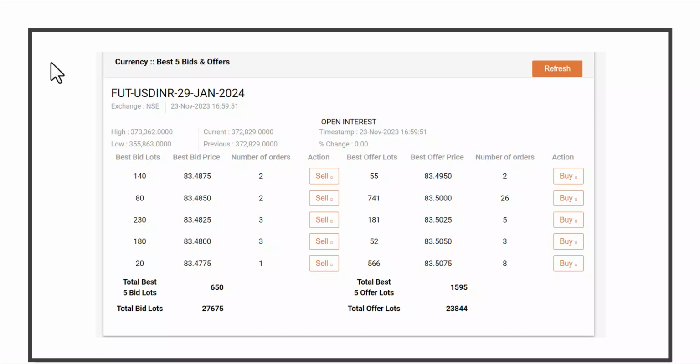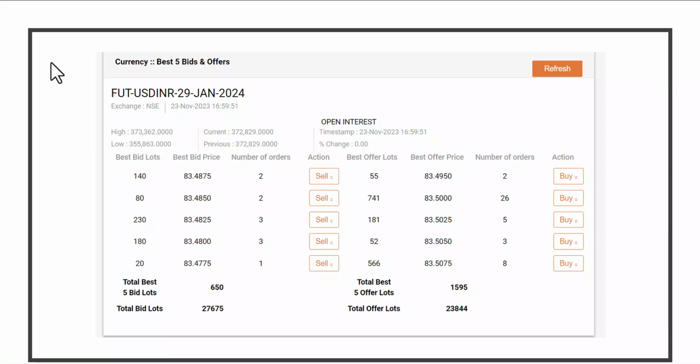So he has placed the order at 83.4875. The order is in hang. Now the second guy who has placed the order at 83.485 will get the second priority, because if I want to buy at a higher price, I get priority. The person who places the order at a lower price gets the second priority, and the third priority will be at 83.4825. The fourth one, somebody has placed 180 lots for 83.48, and the last of the five top buy orders is 83.4775.